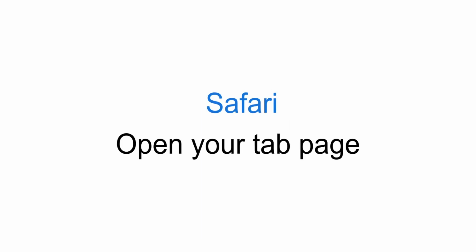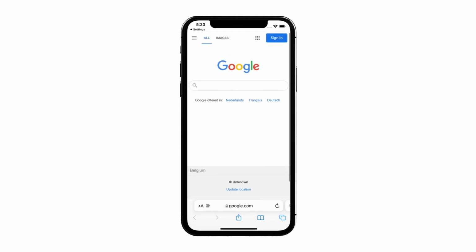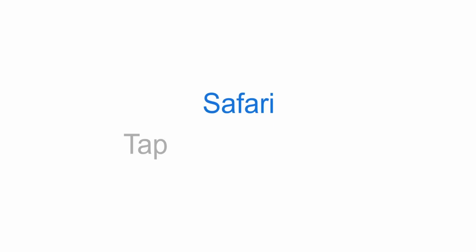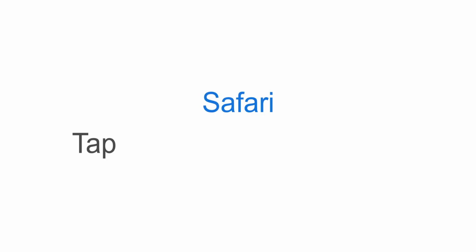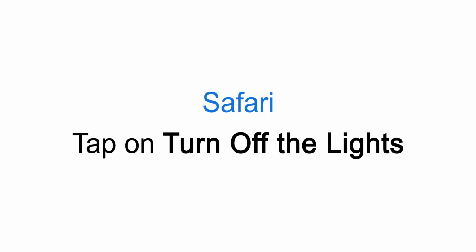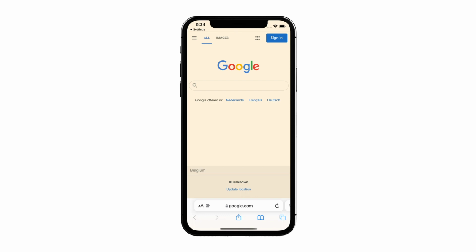Open your tab page. Tap on the AA icon. Tap on turn off the light. Now all open tabs have an orange tint layer on top.